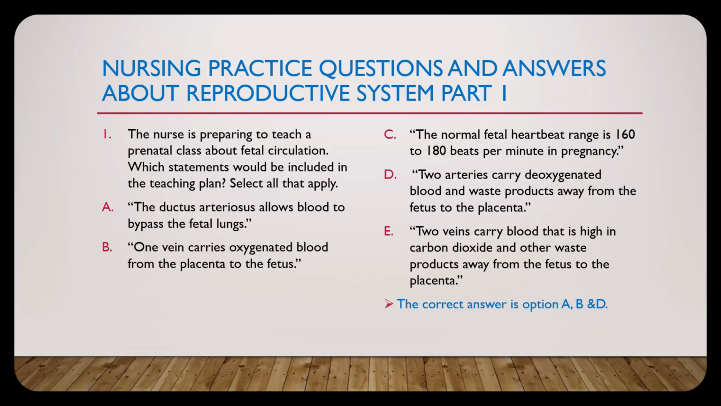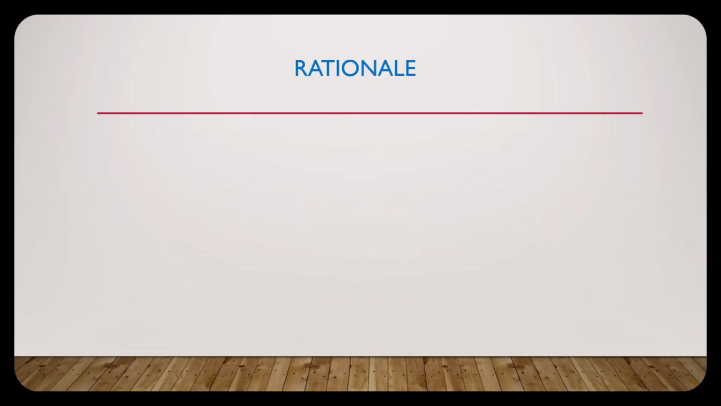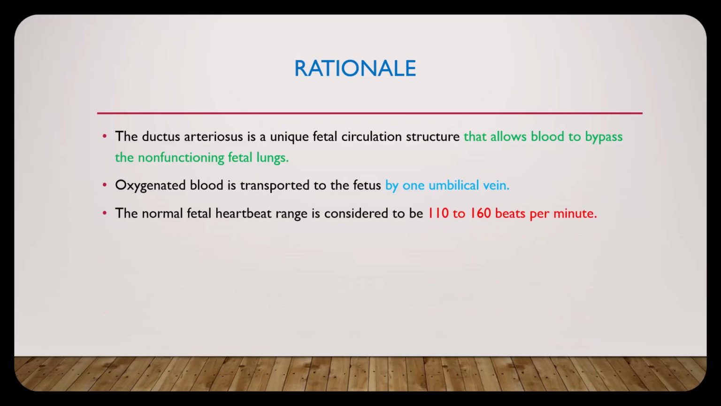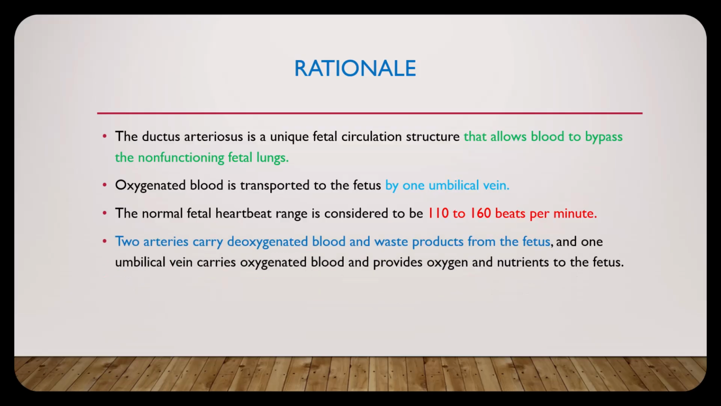Now let's move to the rationale. The ductus arteriosus is a unique fetal circulation structure that allows blood to bypass the non-functioning fetal lungs. Oxygenated blood is transported to the fetus by one umbilical vein. Two arteries carry the oxygenated blood and waste products from the fetus, and one umbilical vein carries oxygenated blood and provides oxygen and nutrients to the fetus.